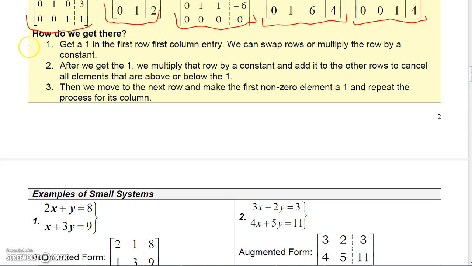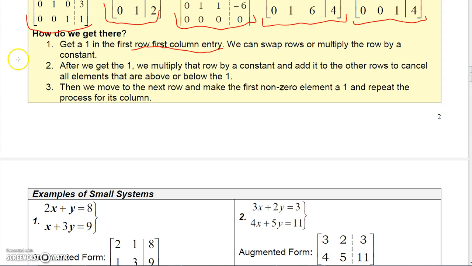So how do we get there? How do we get to reduced row echelon form? Well, the first thing you want to do is get a 1 in the first row and the first column entry. And you can do that by swapping rows, or you can multiply the first row by a constant. And then after we get the 1, we multiply that row by a constant and add it to any other rows to cancel all elements that are above or below the 1. And then we move on to the next row and do the same thing.